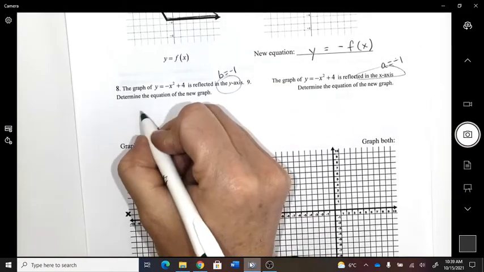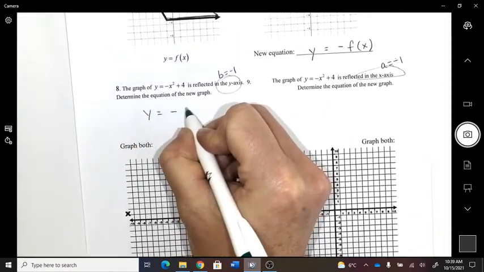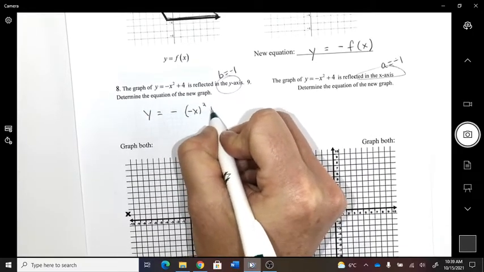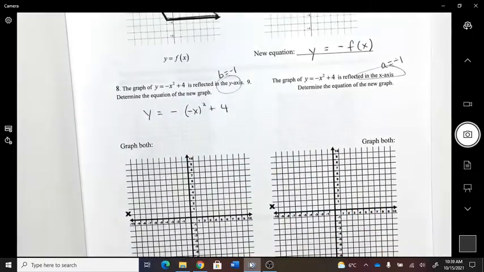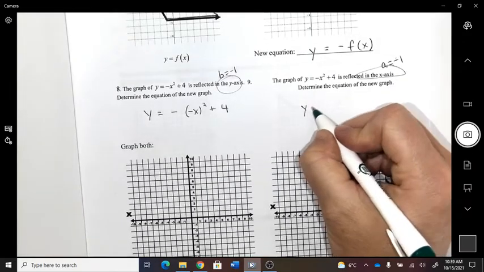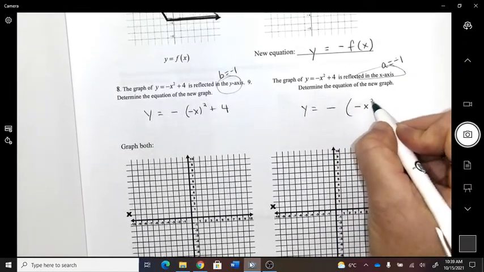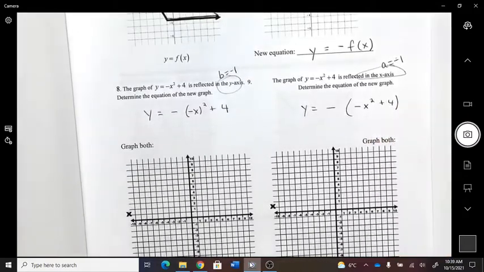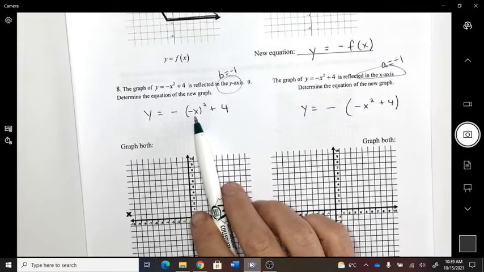Okay, so why is it going to look different? So that's a B negative. And this is how you would do an A negative. Do you see a difference in the format? An A is out front multiplying your whole function like that, versus a B just negates your x part of the function.